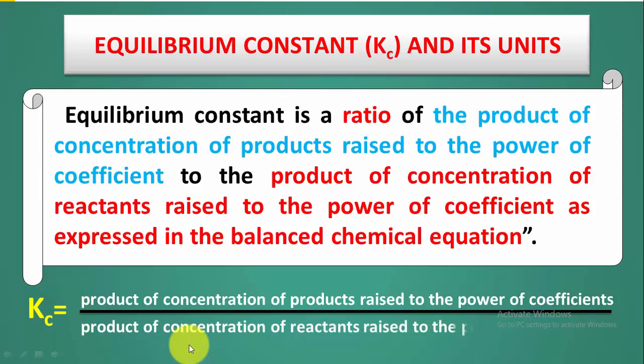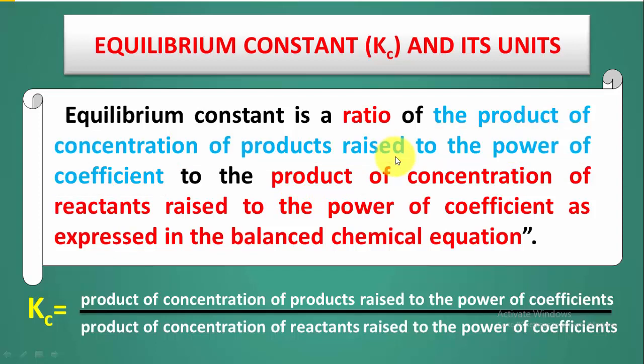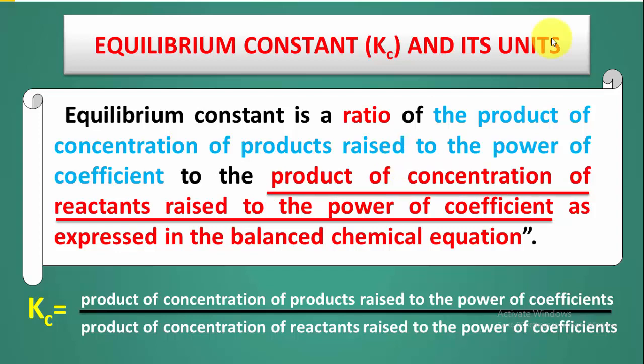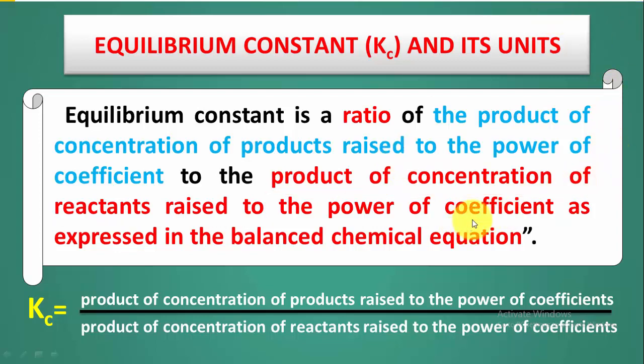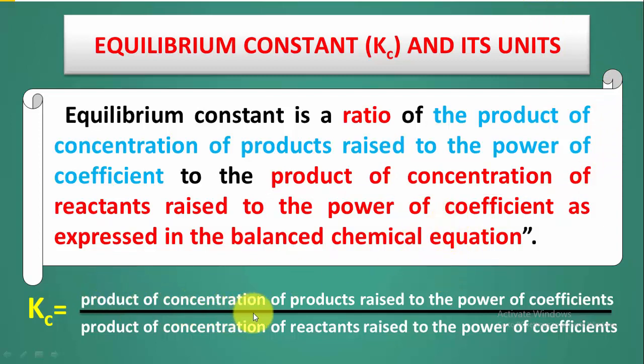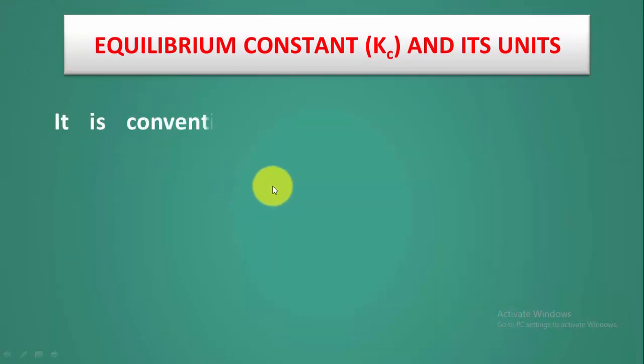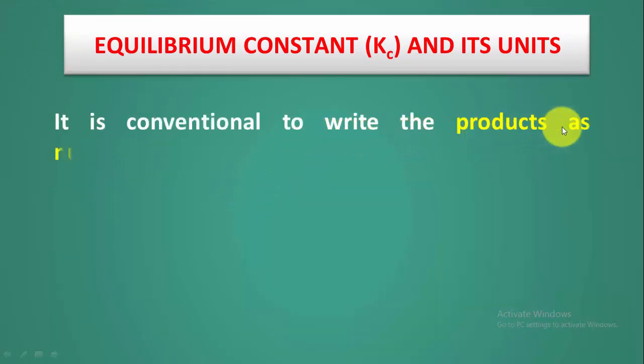So you can easily say that in the numerator is the product of concentration of products, multiplying the concentration of products raised to the power of their coefficients, and in the denominator the product of concentration of reactants. So we can say that Kc is equal to product concentration over reactant concentration. So it is conventional to write the products as the numerator and reactants as the denominator.